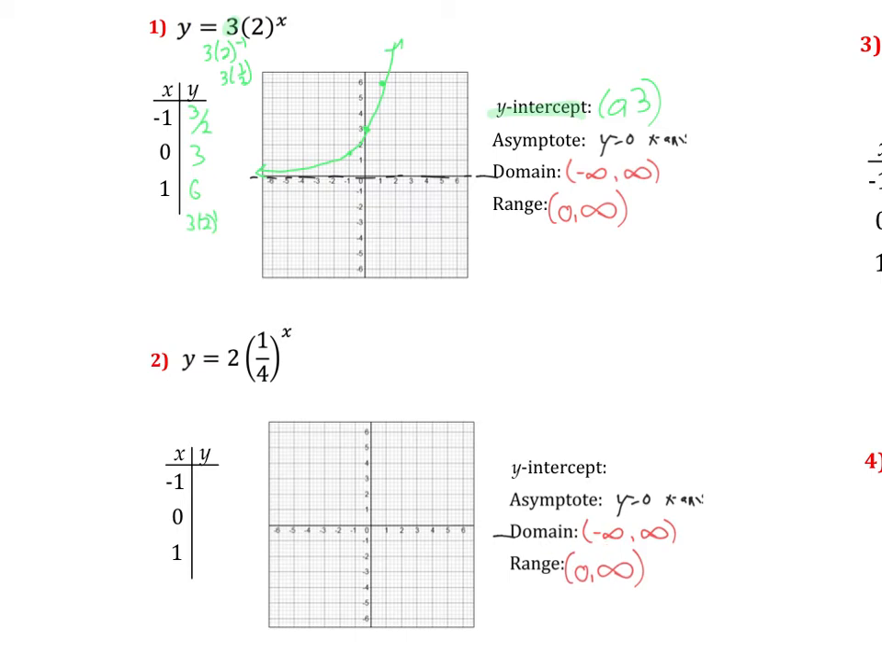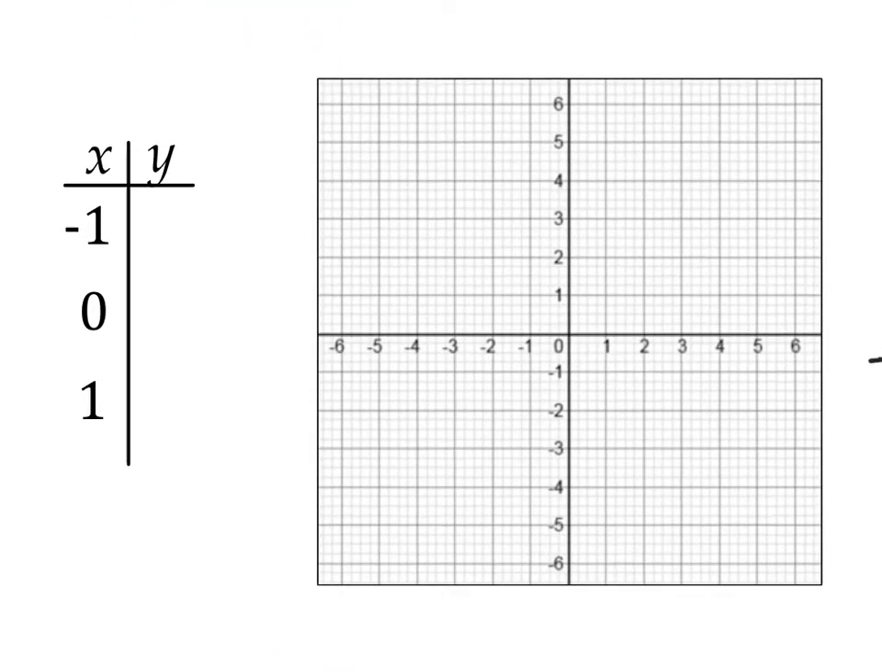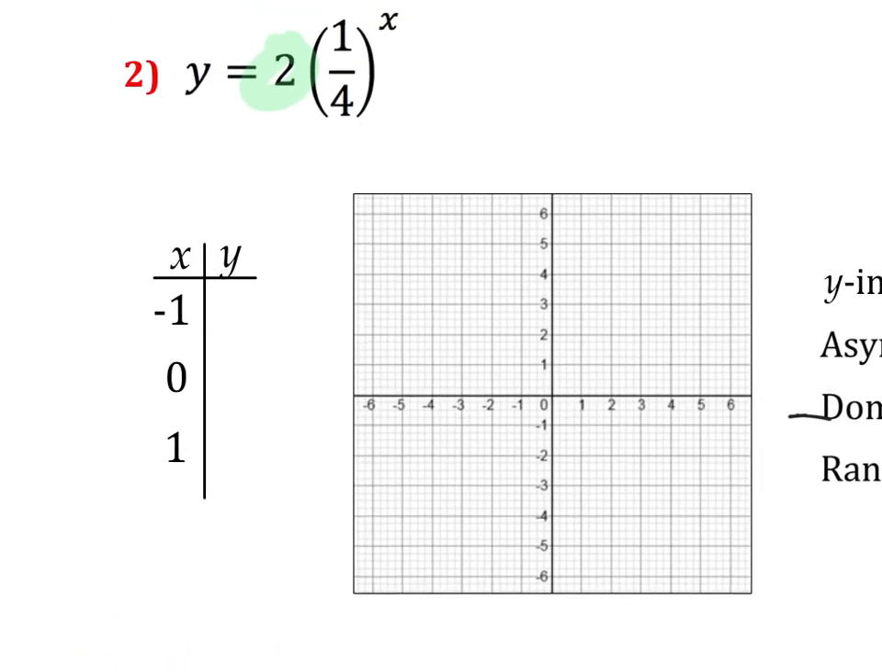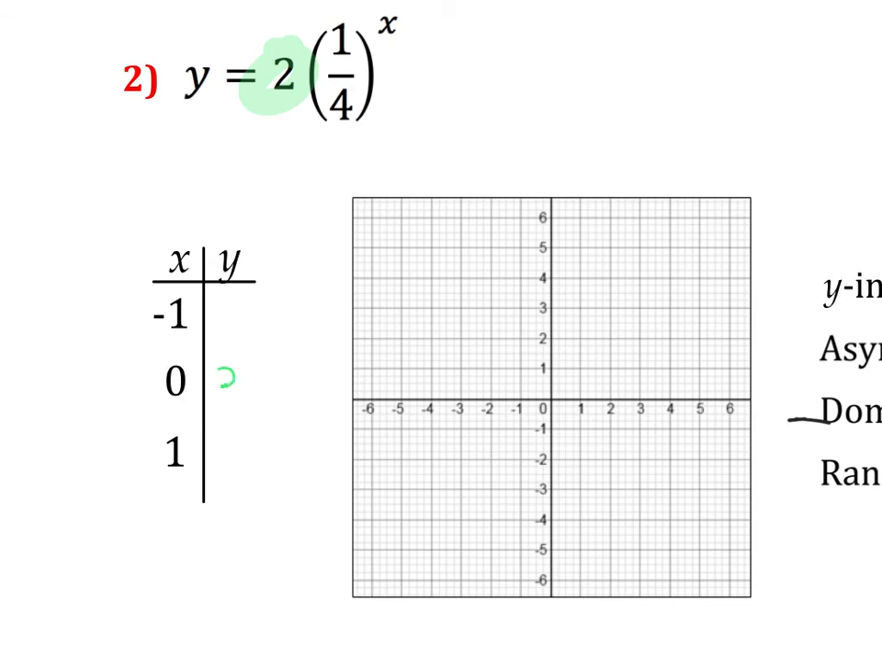The y-intercept is going to be the a value, so in this case, 2. All right, now let's get to graphing. So we already know the y-intercept. We already know the asymptote, so it's never going to cross over that x-axis. Now let's plug in extra values.